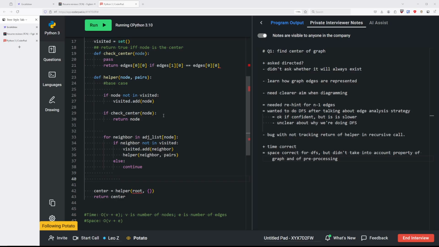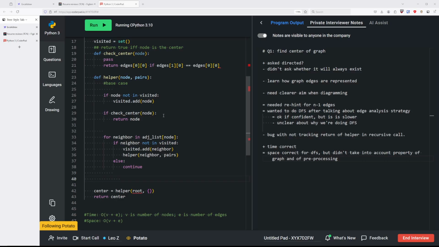Okay, so this is counting. So this would be counting the number of edges in this case, right? Because the center node will have the most edges that connect to that node, right? Yes. So okay, gotcha. I got it. Yep. Cool.